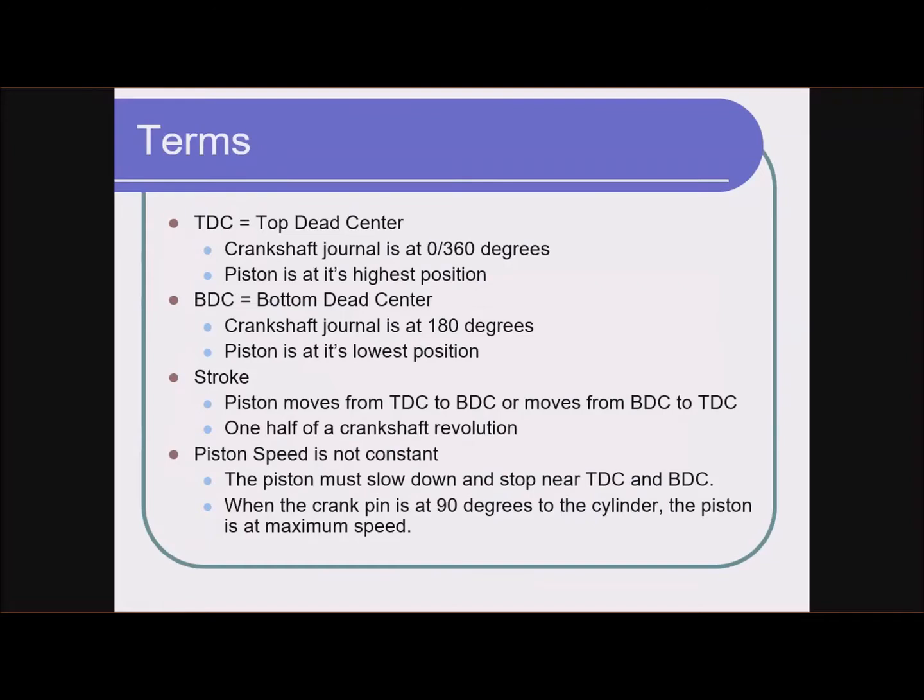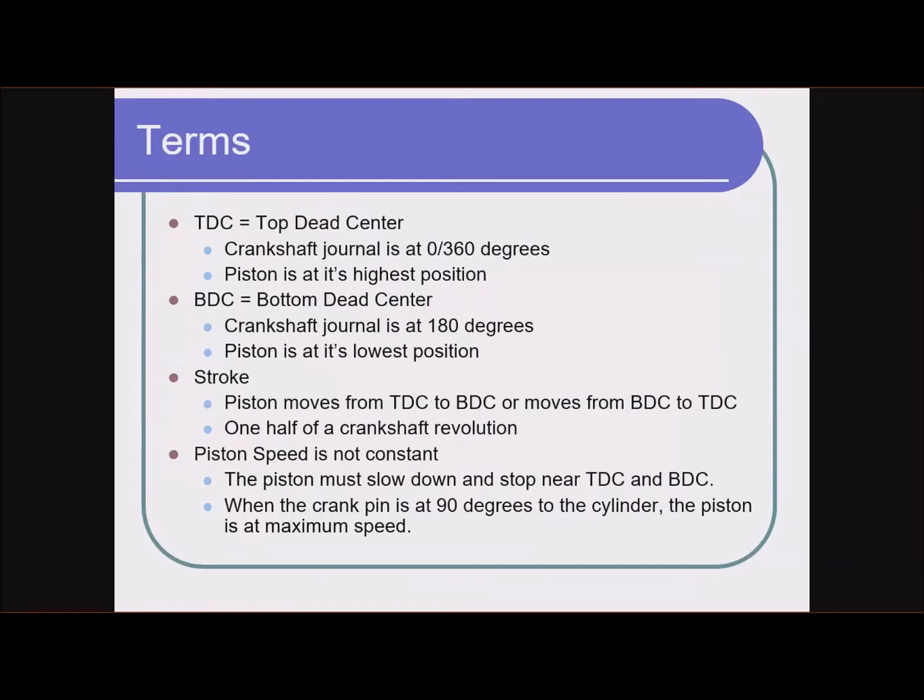The next point, piston speed is not constant. As the piston approaches the top, it's going to change direction, right? Imagine you're driving your car and you're going to go backwards, maneuvering in a parking lot. You pull forward before you can put it in reverse and go backward. At some point, you have to slow down to a complete stop and then start accelerating in the opposite direction. And then you come to a complete stop and start accelerating in the opposite direction again.